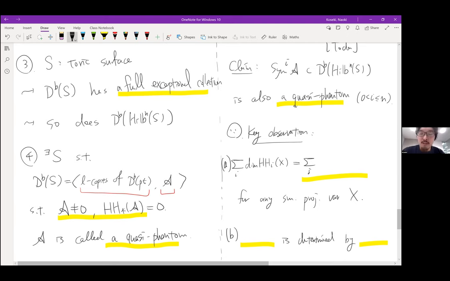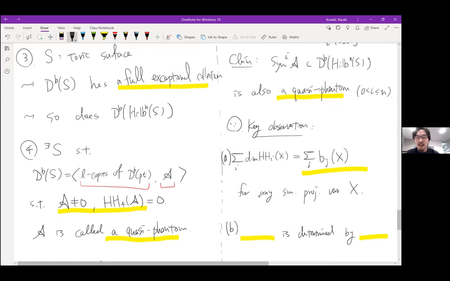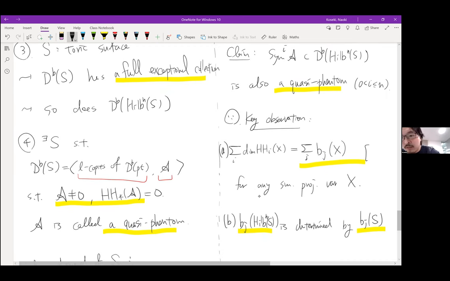So there are two key observations. The first one comes from the so-called HKR isomorphism. For any smooth projective variety X, the sum of the dimensions of Hochschild homology is the same as the sum of the dimensions of Betti numbers of X. And the second observation is that the Betti numbers of the Hilbert scheme are determined by the Betti numbers of the original surface, by Göttsche. So the first one is the HKR isomorphism, and the second one is Göttsche's formula.